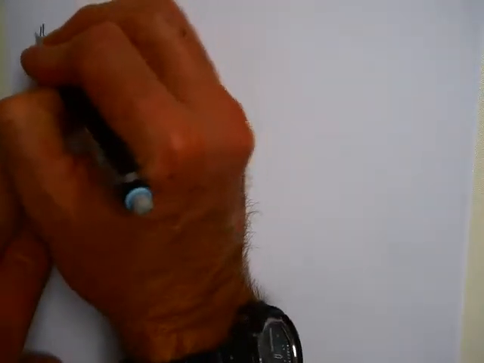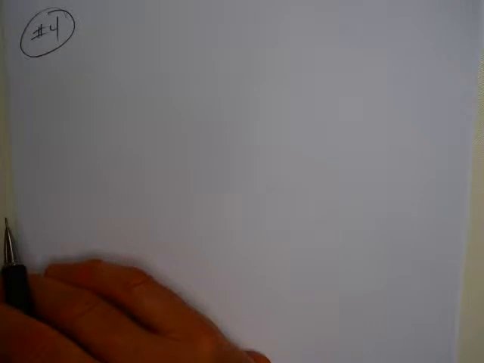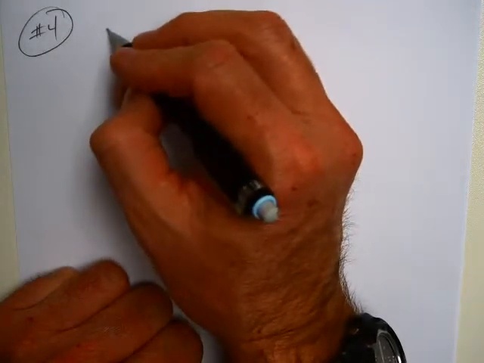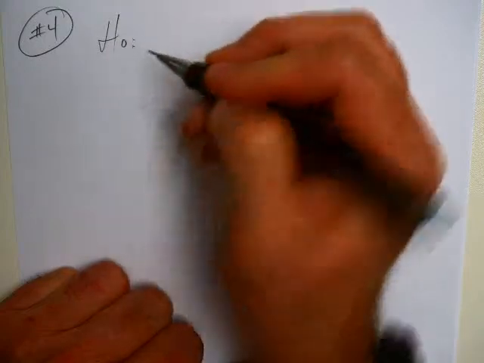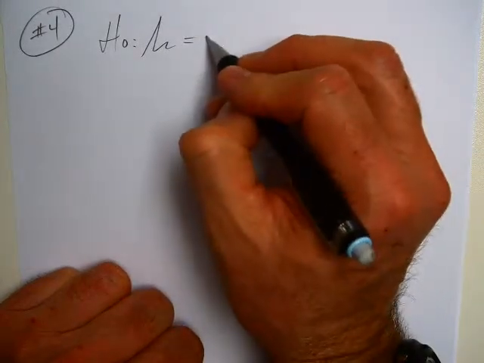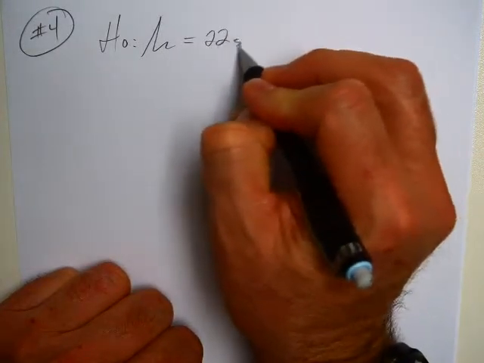Review number 4. In this problem they're talking about reading ease and fonts, and that it takes an average of 22 seconds for an adult to read 4 paragraphs of Times New Roman font. So I'm going to write my null hypothesis here. My null hypothesis is going to be that the average time it takes to read any font is going to be 22 seconds.